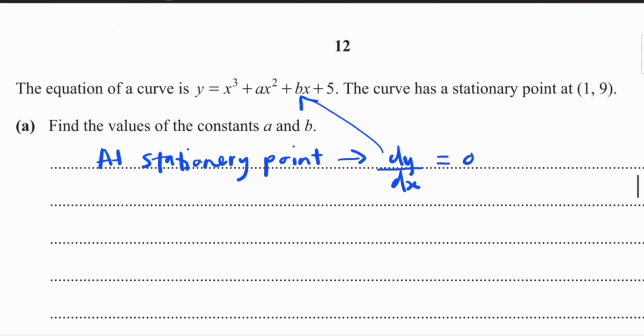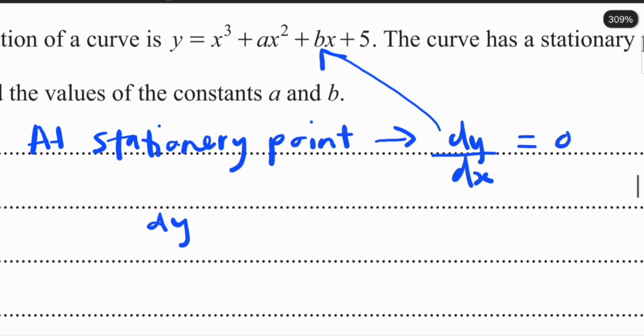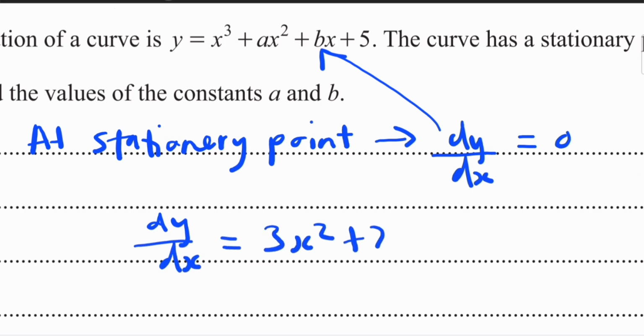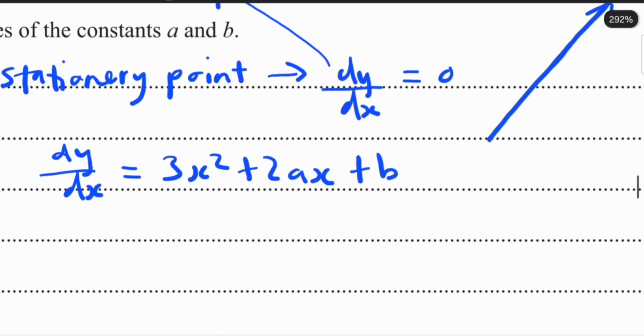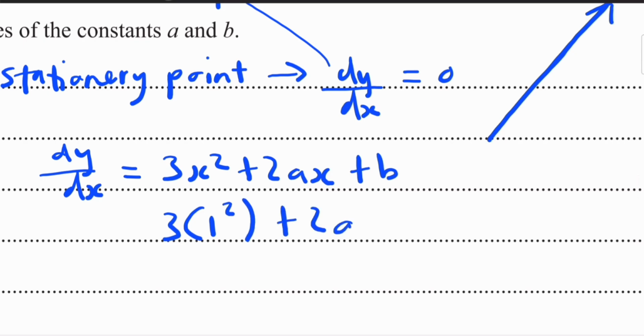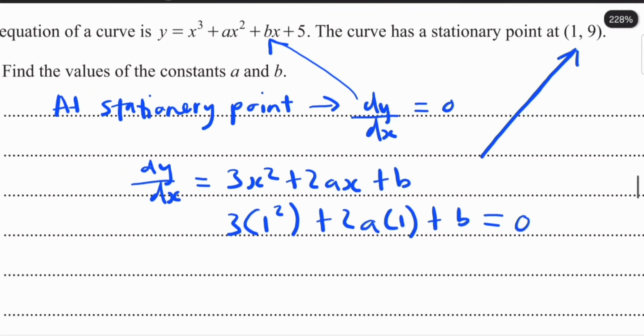So we're going to try and get dy/dx of this. So dy/dx equals 3x squared plus 2ax plus b, right? And at this point, this is equal to 0. So we're going to substitute 1 for x. So it's 3 times 1 squared plus 2a times 1 plus b equal to 0, because dy/dx is equal to 0 when x equals 1. So 3 plus 2a plus b equals 0, right?